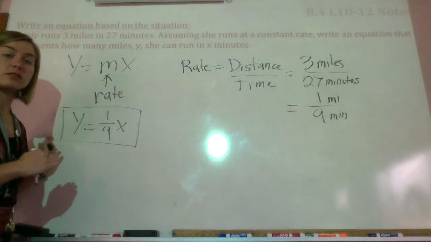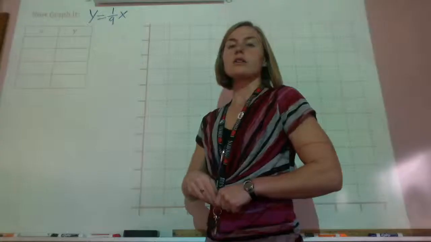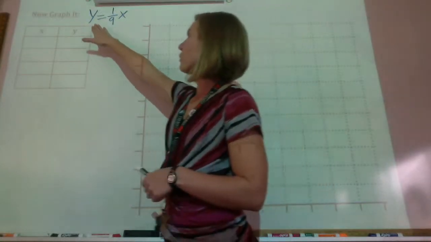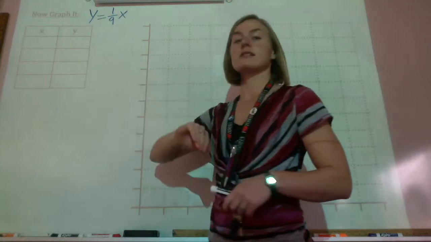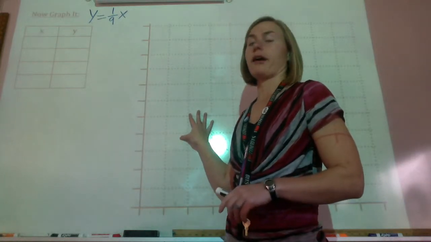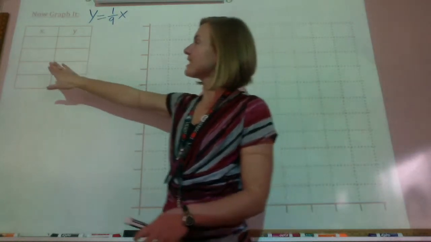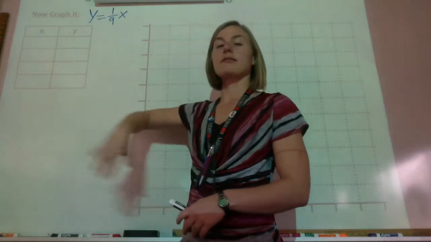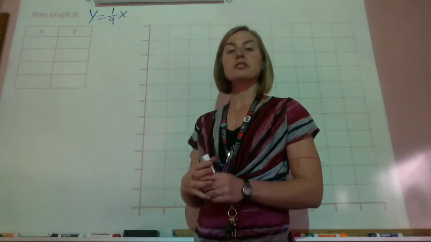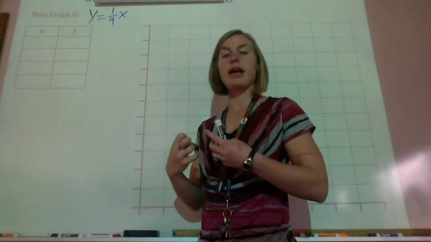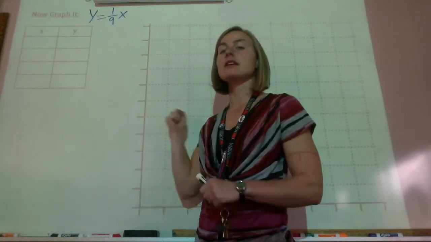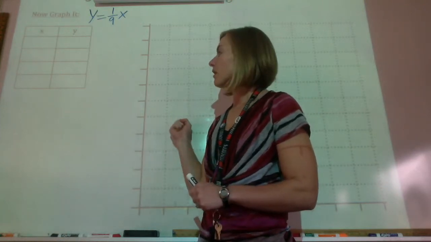Now let's take a look at how this looks when we graph it. So we're going to be graphing our equation y equals 1/9 x and see what that looks like on a graph. Now, this is a t-table. You might have recognized that from 5th and 6th grade, where we get to choose some numbers to put in for x and then figure out what the y is and put that on our graph.